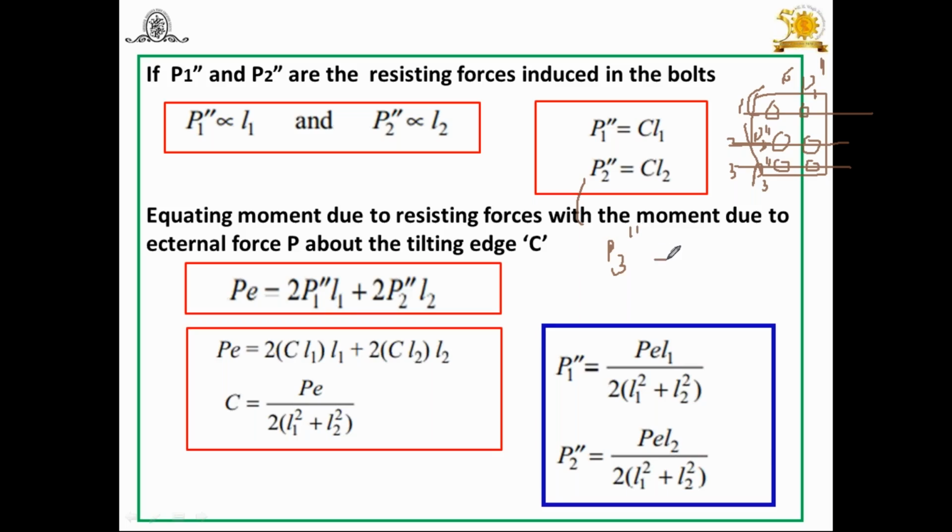P3 double dash is equal to C into L3. And what will you get here? C is equal to, because we are going to add here 2 into, look at this, I am telling this about these three positions, total 6 bolts, P3 double dash into L3. So what you will get? Plus 2 times CL3 into L3. So you will get this expression. Again here you can add plus L3 square, bracket complete. Try to understand.